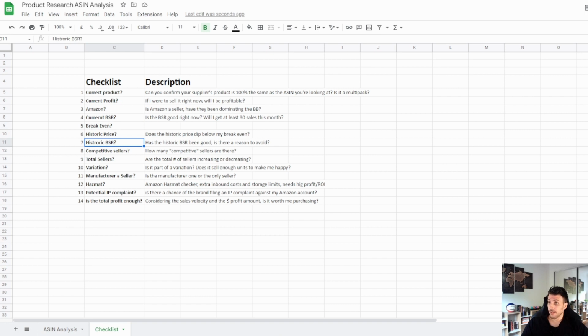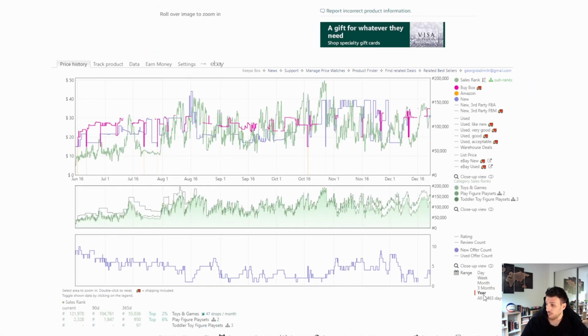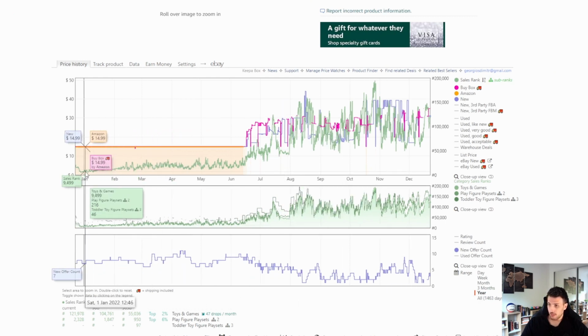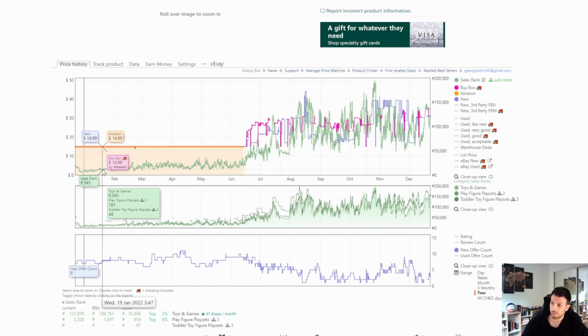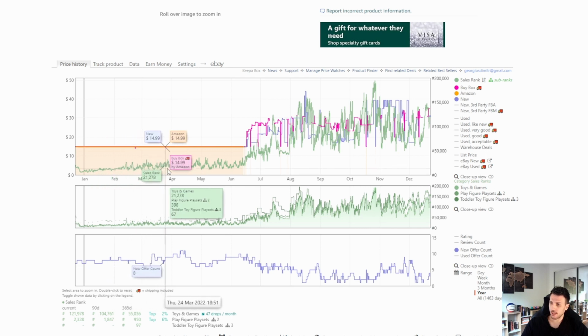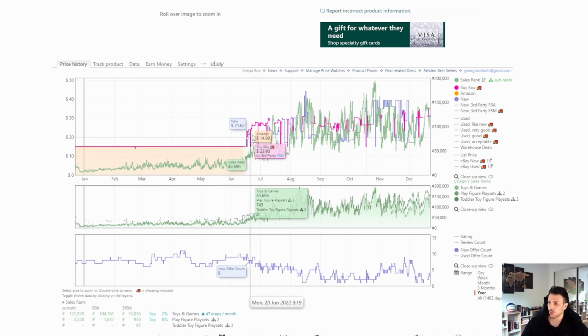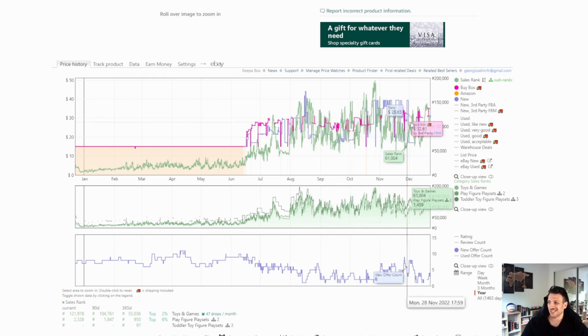Historic BSR, let's have a look at how its BSR has behaved. So let's go to the year. When Amazon is on the listing and their price is very low at $15, the BSR is doing real well. It's 9,000 here, 20,000 around here. So it's obviously selling very well. Obviously, when the price doubles or more than doubles, the BSR is going to shoot up. It's not going to be selling as well. So the BSR isn't too good.